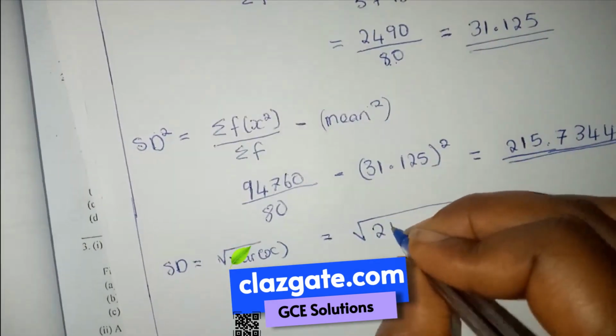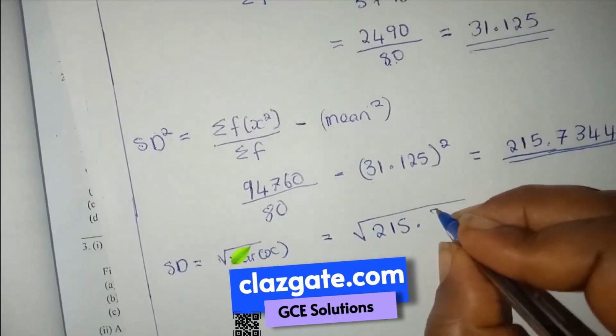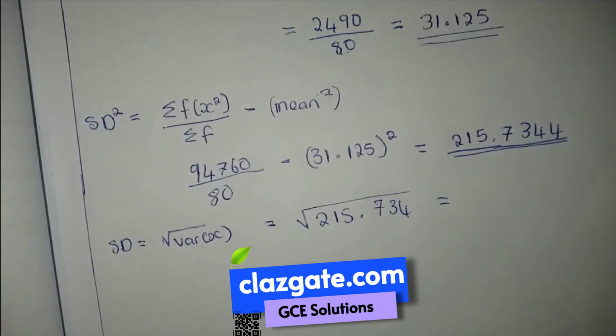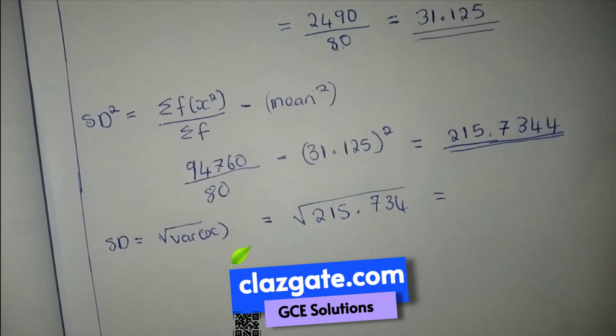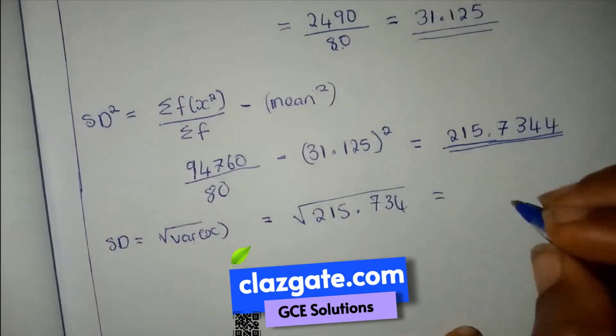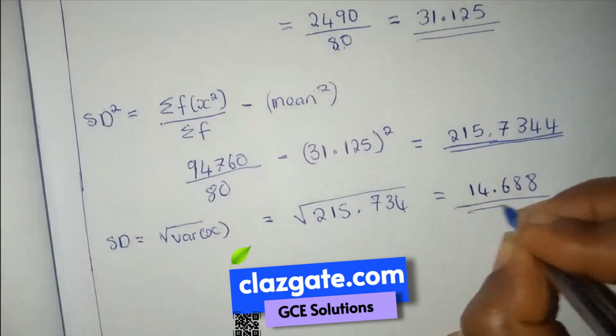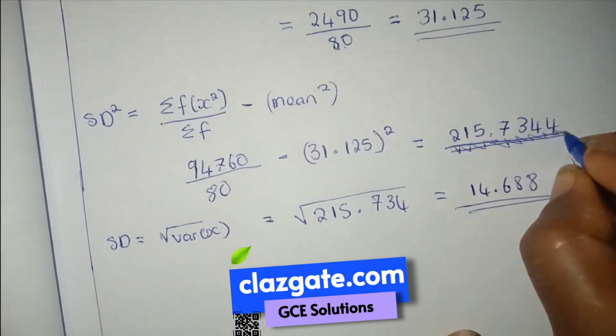And this, our final answer, is the square root of 215.734, which is going to give us 14.688. Good. This is now our final answer.